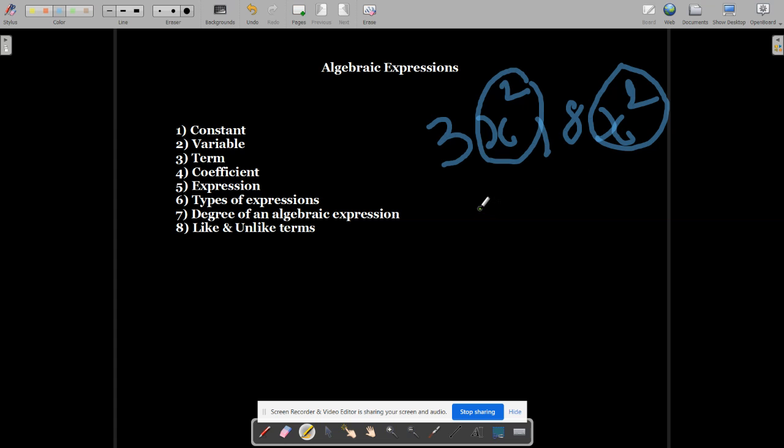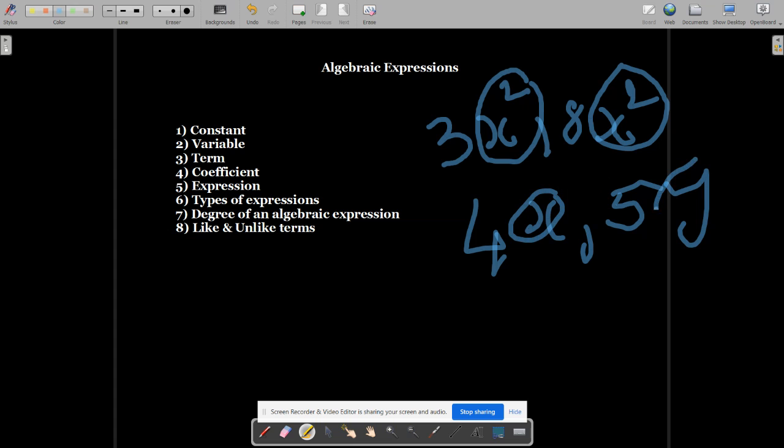Now, terms whose literals are different. See, 4x, 5y. If you observe, here the literal is x and here the literal is y. So, both the literals are not the same here. So, they are called unlike terms. The terms which have the same literal are called like terms. The terms which have different literals are called unlike terms.